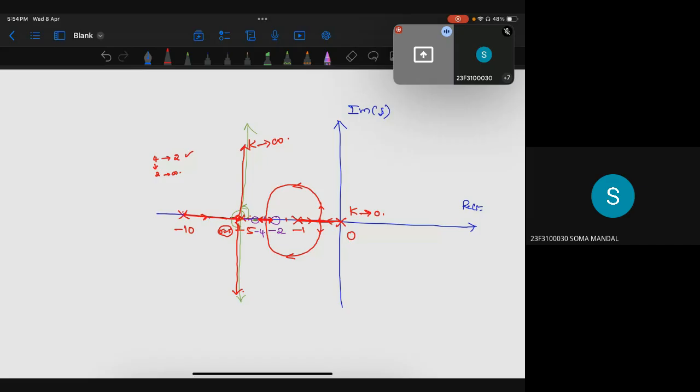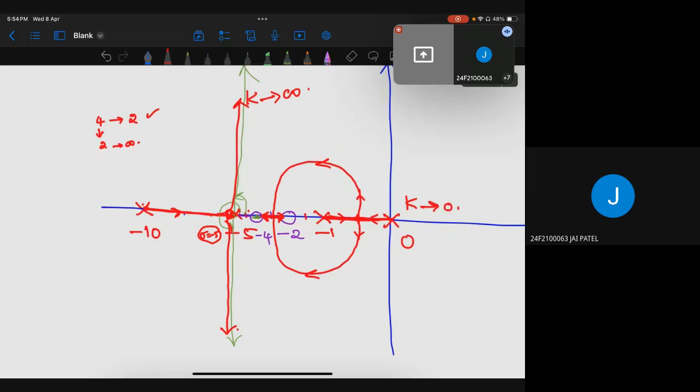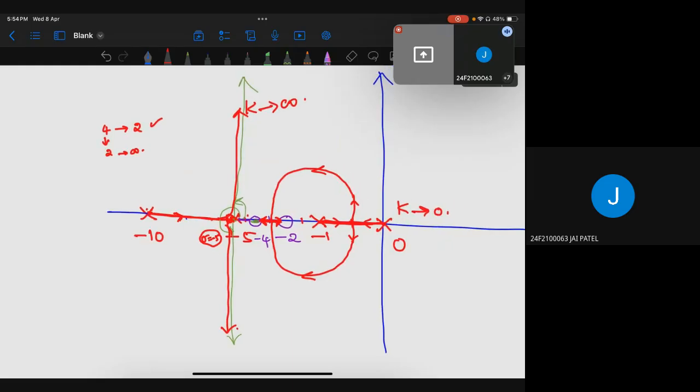Let me solve one more example, which you will understand in a better way. From this diagram, we have one pole that starts at -1 and one pole at 0. From -1 it goes at 0 degrees, and from 0 it will go at 180 degrees. They will collide and they will break away. This is the breakaway point.